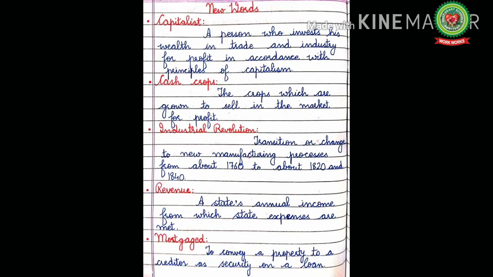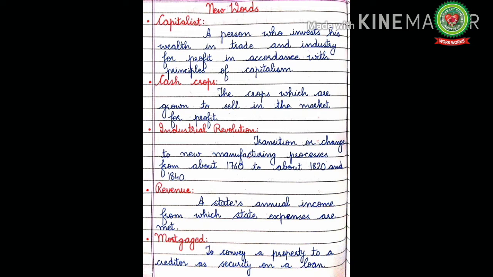New words: capitalist, a person who invests his wealth in trade and industry for profit in accordance with principles of capitalism. Cash crops, the crops which are grown to sell in the market for profit. Industrial revolution, transition or change to new manufacturing processes from about 1760 to about 1820 and 1840.